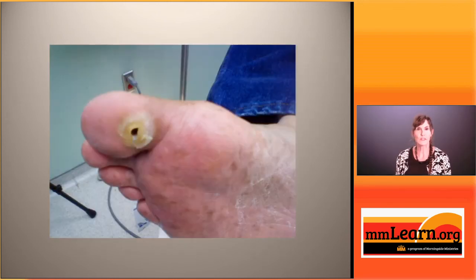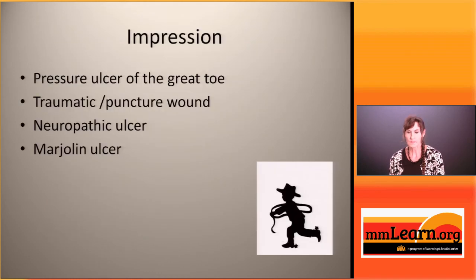And here is a little bit of a close-up, and you can see there is a large amount of hyperkeratotic tissue that has developed in the peri-wound area. So what do you think this is? Is this a pressure ulcer of the great toe? Is this a traumatic or puncture wound?